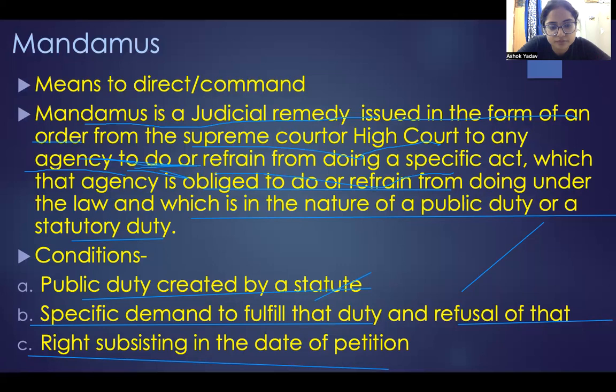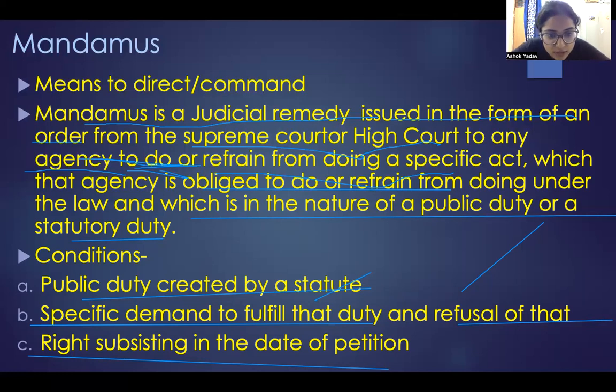Suppose there's a road in front of my house and the road is broken. Whose duty is it to maintain that road? It is the duty of the municipality to maintain the road. So now what I do is I file a writ petition of mandamus, by which the municipal authority will direct the concerned authority to repair it. So what is happening here?